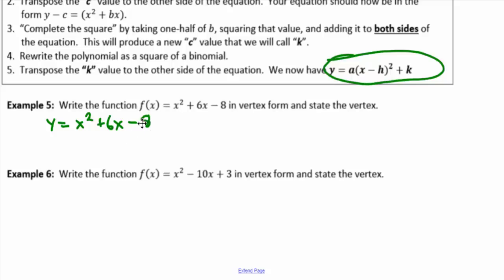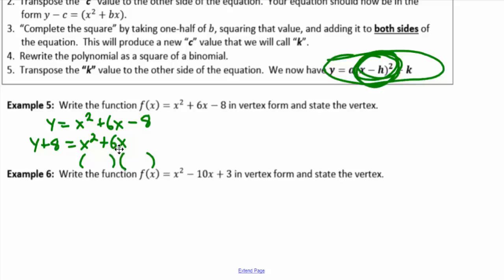Get rid of the c value, that constant, minus 8, and move it to the other side. So it's going to be y plus 8 equals x squared plus 6x. Now I can factor x squared plus 6x, but I'm not going to be able to do it with a square. I need that square binomial. So I want this. Remember how we did the circles? It's very similar, except you only got to do one of them. It's actually easier than the circles. Only the x is squared.